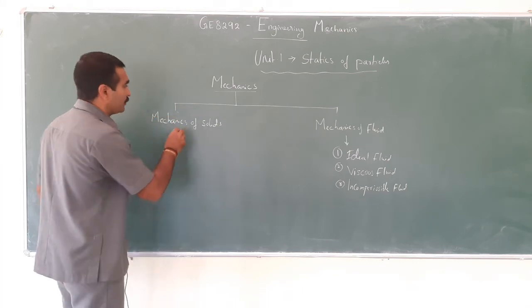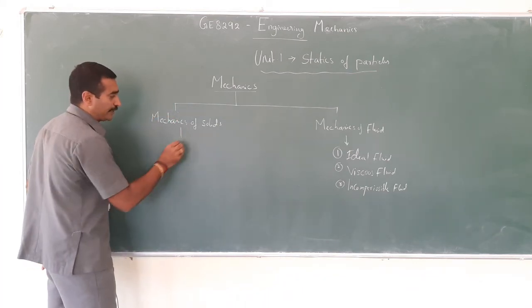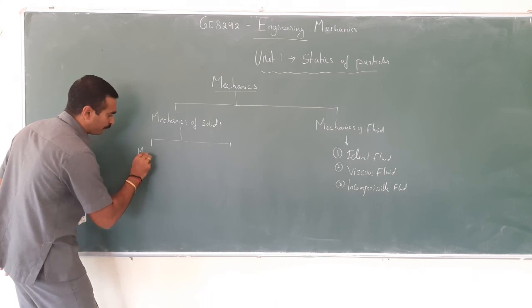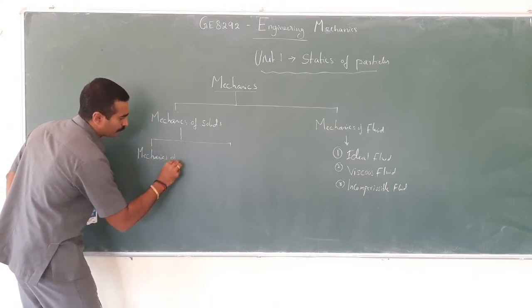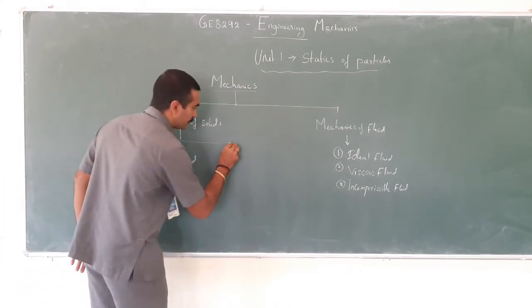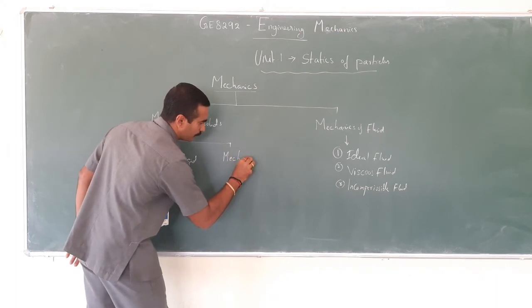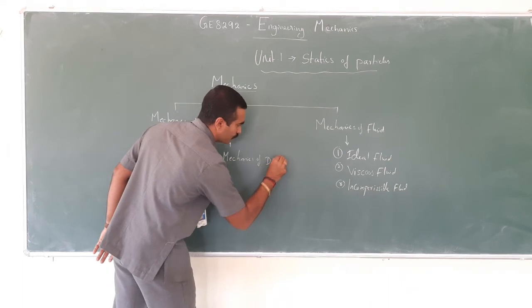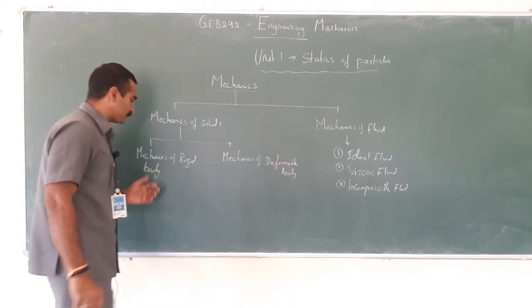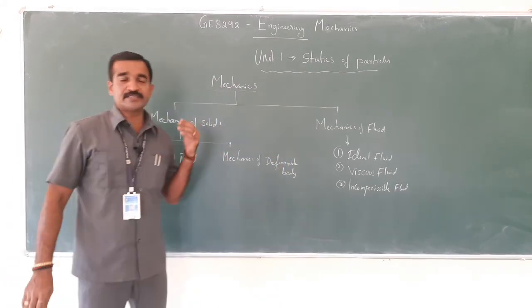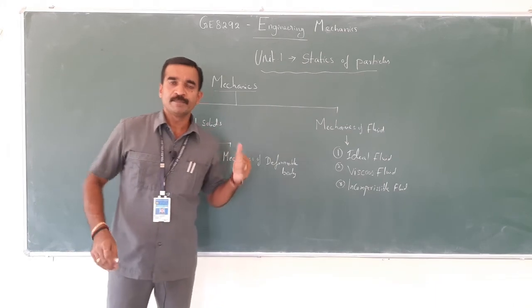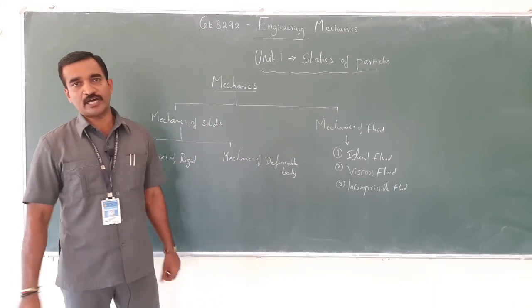That's the classification of mechanics of solids. This is further classified into two: mechanics of rigid bodies and mechanics of deformable bodies. A rigid body doesn't deform under the action of forces, whereas a deformable body is a body which deforms under the action of forces.